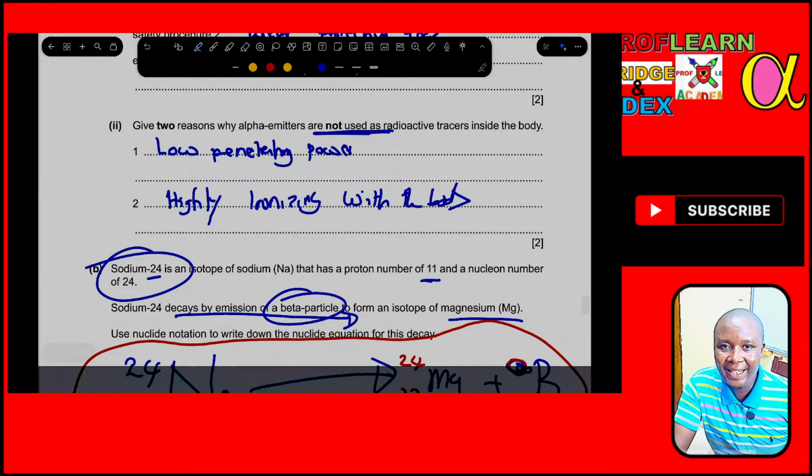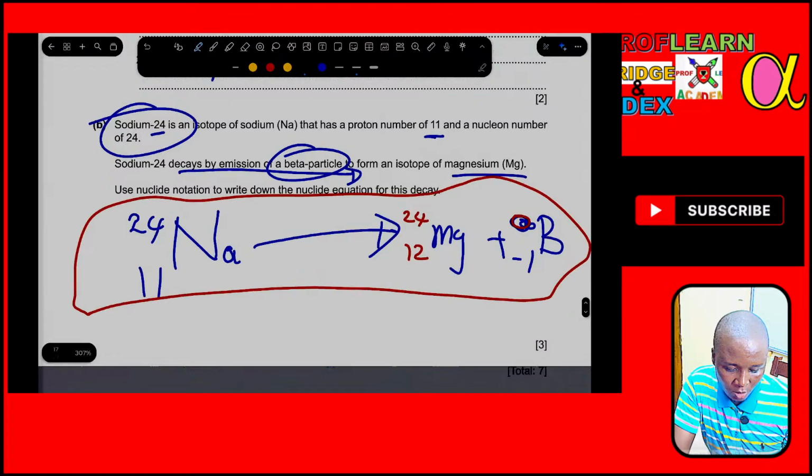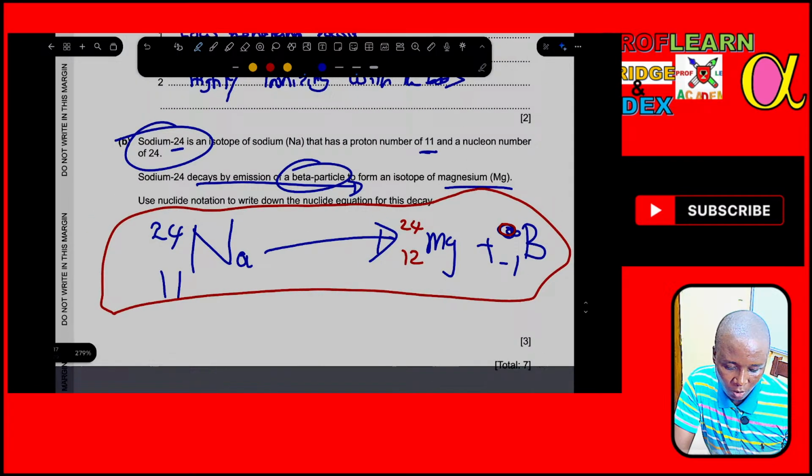Number two, they are highly ionizing. So the moment they enter into the body, they ionize blood, and that is going to be very, very dangerous to a human being.